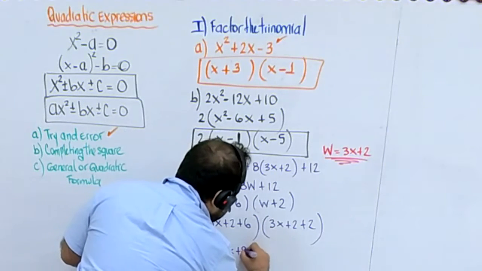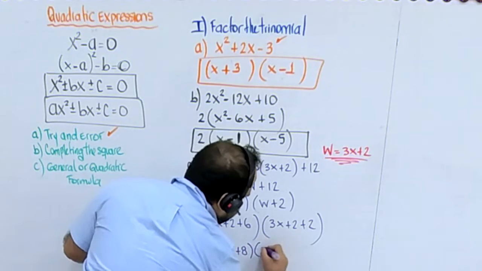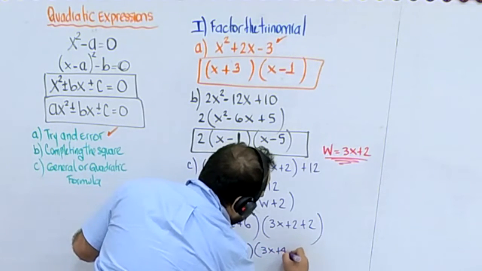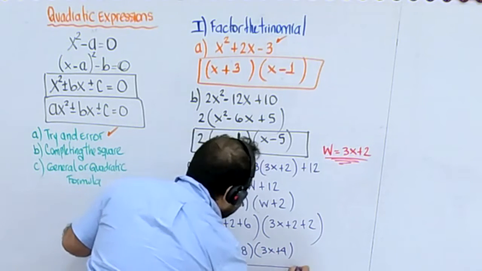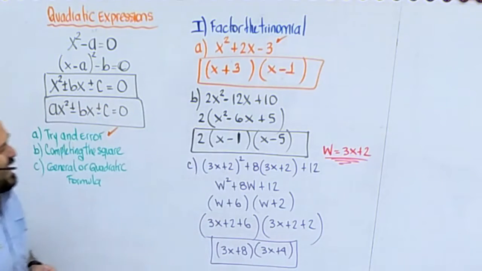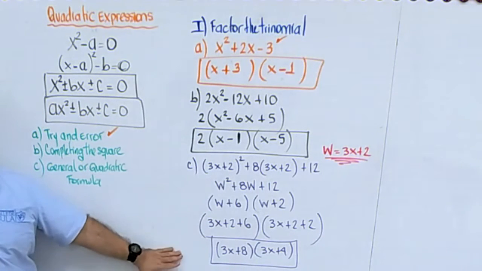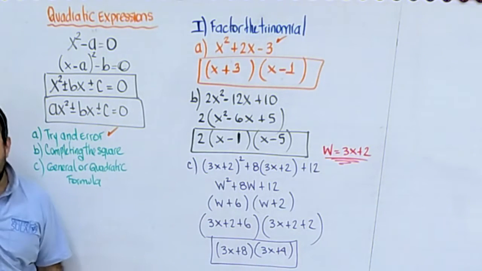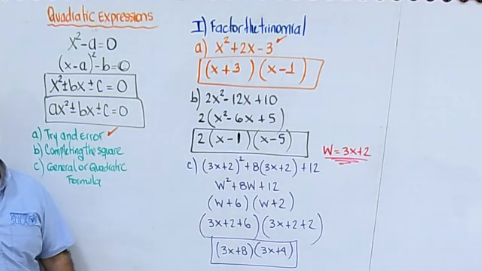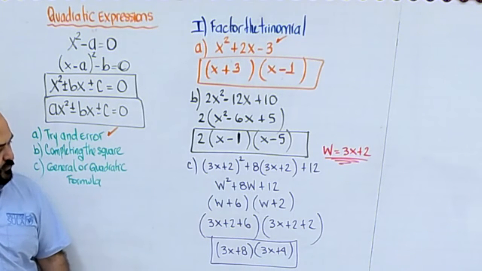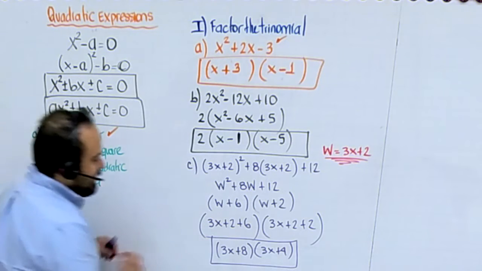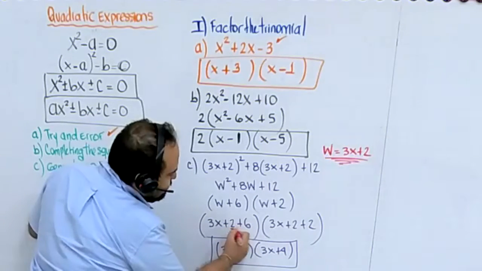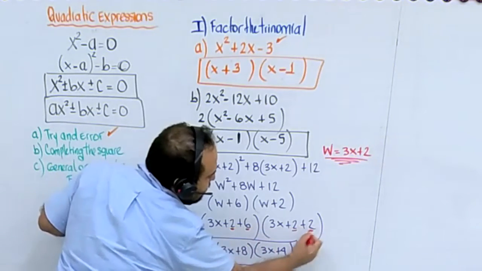3x plus 8, parentheses, 3x plus 4. And this is going to be the solution set of this problem. Understood? So if there are like terms, we simplify it. We added and subtracted, because 2 and 6 are like terms, 2 and 2 are like terms.